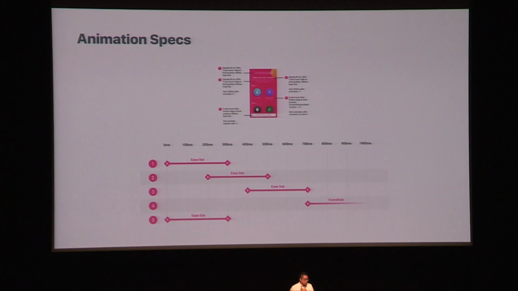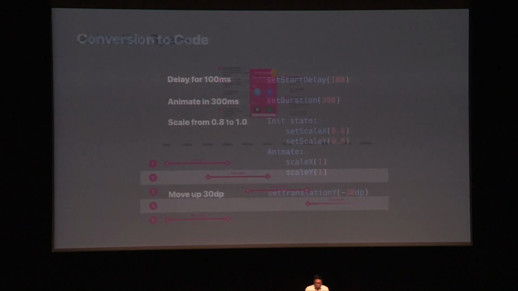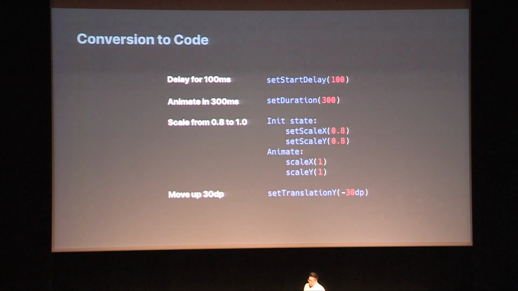I think the developers appreciate all this extra information, which we as designers already have, because when we design the animation, we design the interaction, we already have the information. It's just about exposing all this information to the developers. So as I said just now, some of the things we say in a narrative way, like delay for 100 milliseconds, it's just about using set start delay. Like for example, if you do the scaling, you can set the initial state and then animate it to 1.0. So that's really a very direct conversion.